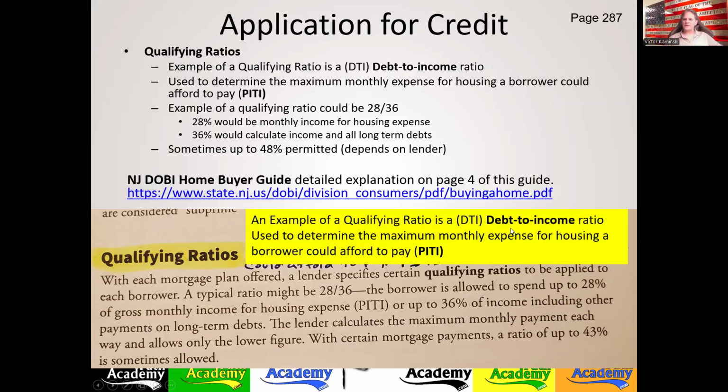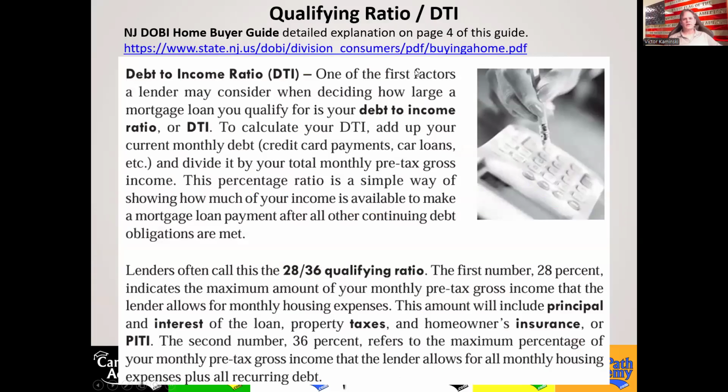An example of a qualifying ratio is a DTI, that's the debt to income ratio, used to determine the maximum monthly expense for housing that the borrower could afford to pay, which is PITI. So here's that screenshot from that home shopping guide created by the Real Estate Commission. The DTI is one of the factors the lenders may consider when deciding how large of a mortgage loan you qualify for. First, they need to figure out what's the maximum monthly payment you could afford to make.